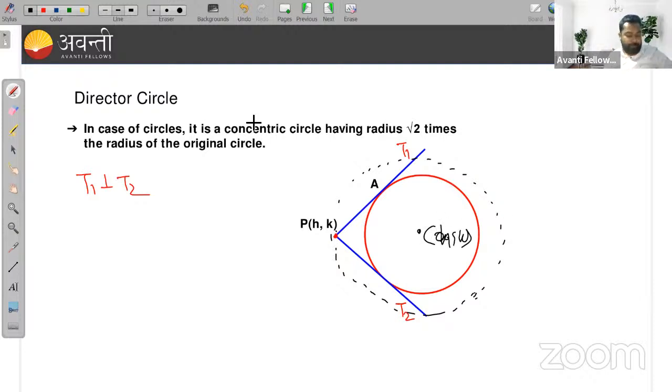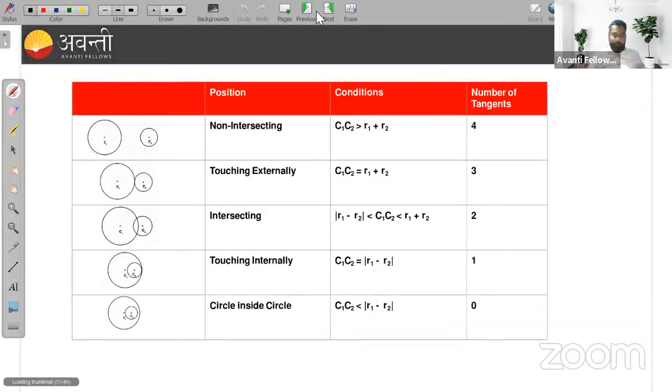Okay. So now finally, how we can relate the position of a circle with respect to another circle. Clear? And there are 5 cases. First case is when both the circles are not intersecting each other. They are non-intersecting circles. Then the distance between the centers of both the circles will be greater than the sum of the radii of both the circles.